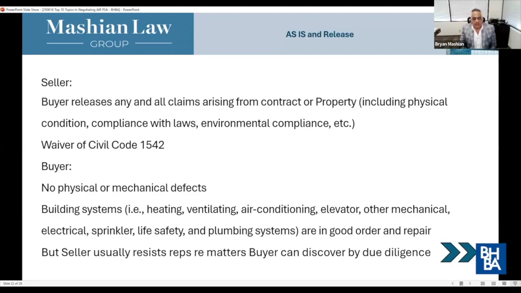From the buyer's perspective, sometimes buyers try to beef up or strengthen the seller's warranties by asking the seller to represent and warrant regarding the mechanical or physical defects in the property. For example, the building systems, that they're in good operating order. And usually the sellers resist this kind of warranty regarding matters that a buyer can discover by its own due diligence. And typically sellers are willing to warrant things that a buyer could not discover by its own independent investigation of the property, or going to the city, or doing whatever kind of due diligence that is necessary.